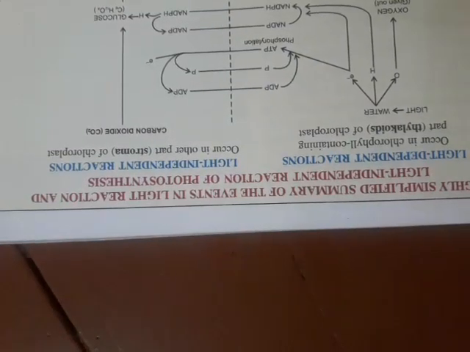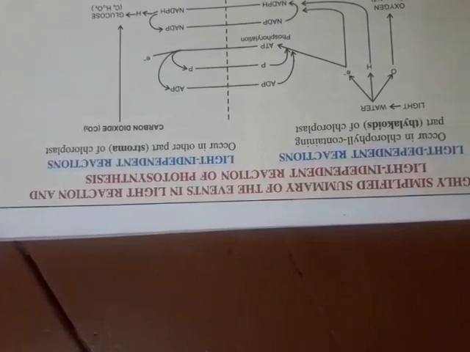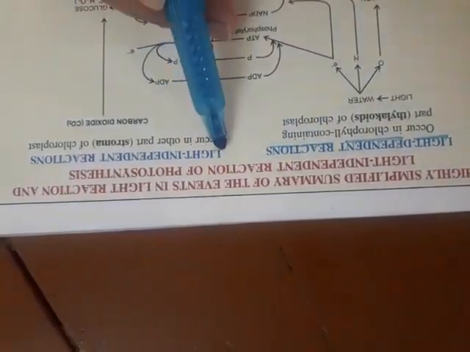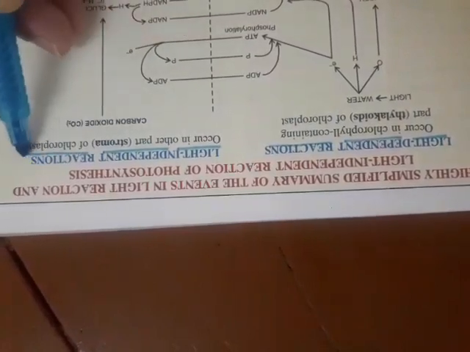We will again recollect the chemical equation for the process. 6CO2 plus 12H2O in the presence of sunlight and chlorophyll gives me C6H12O6. This is glucose, water and oxygen gas. Photosynthesis occurs in two phases. One is the light dependent reaction. The other is light independent reaction.